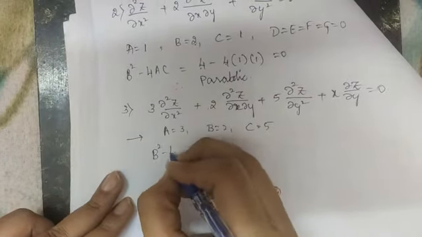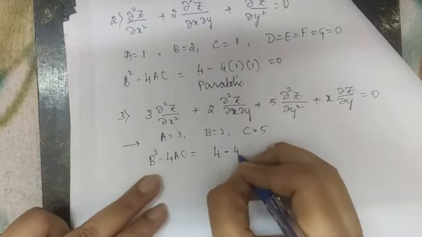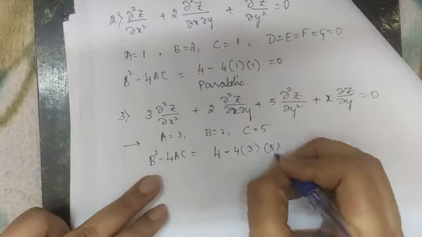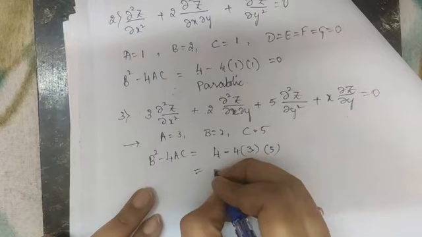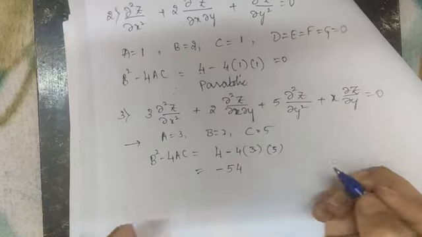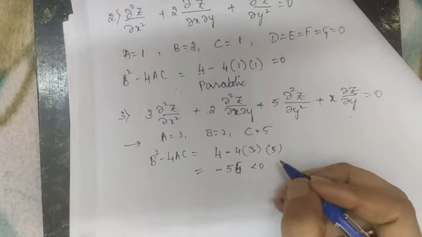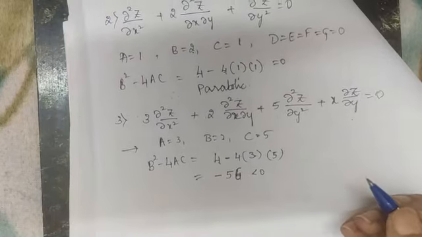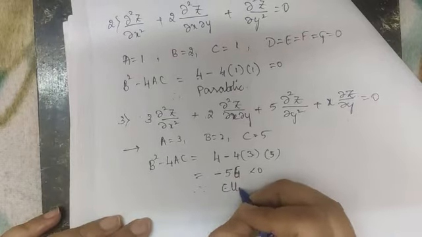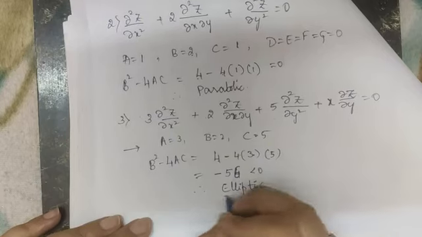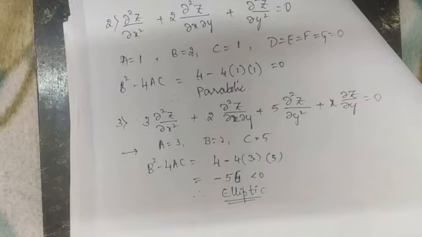So b² − 4ac will be equal to 2² − 4 × 3 × 5. So you will get 4 minus, 4 3s are 12, 12 5s are 60, 4 minus 60 is minus 56. This is less than 0. Therefore, the given partial differential equation is elliptic. So this is how we will find out the nature of the given partial differential equation.